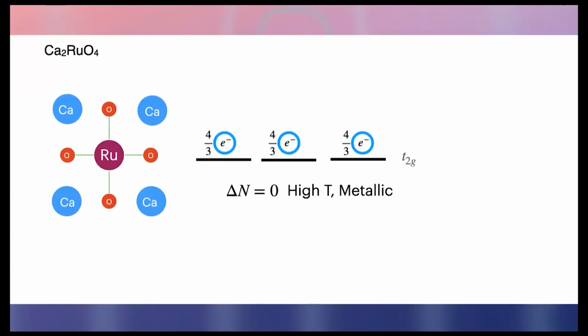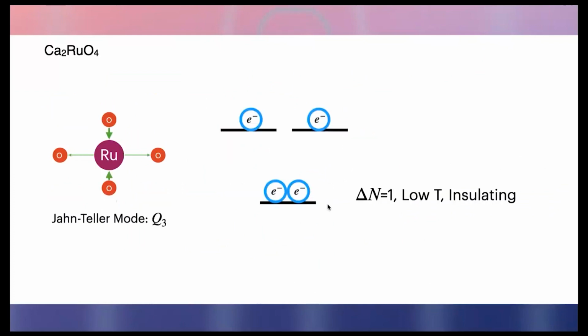Okay, so this can also be applied to materials like calcium ruthenate. Calcium ruthenate has a different MIT. You have a single ruthenium involved. You don't have pairs of atoms. The high temperature state looks something like this, 4/3 electrons per t2g. The eg's are somewhere out of the picture, empty. And the low temperature state has one t2g filled and the other two half filled. And again, you have a Mott transition in these.